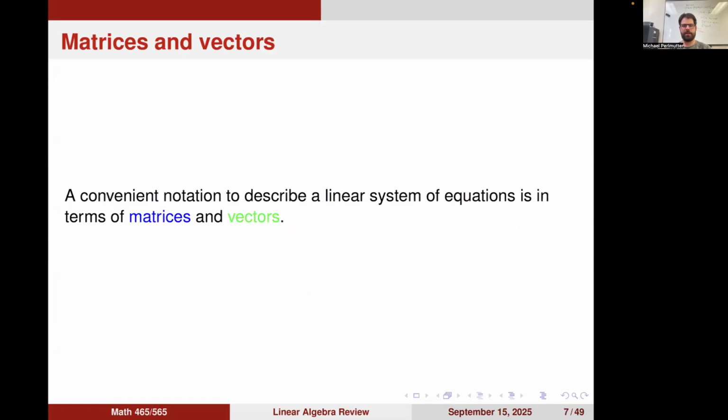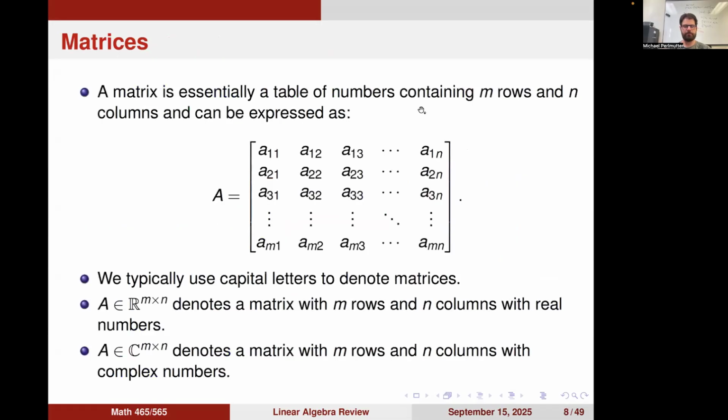It's going to be convenient to describe these things in terms of matrices and vectors. A matrix is essentially a table or a giant rectangle full of numbers with m rows and n columns. Typically, the matrix itself is denoted by a capital letter, and the coefficients are denoted by lowercase letters. And if we want to indicate that this is a matrix where every entry is a real number, we write that A is in R^(m by n), whereas if it was complex numbers, we'd write A is in C^(m by n).